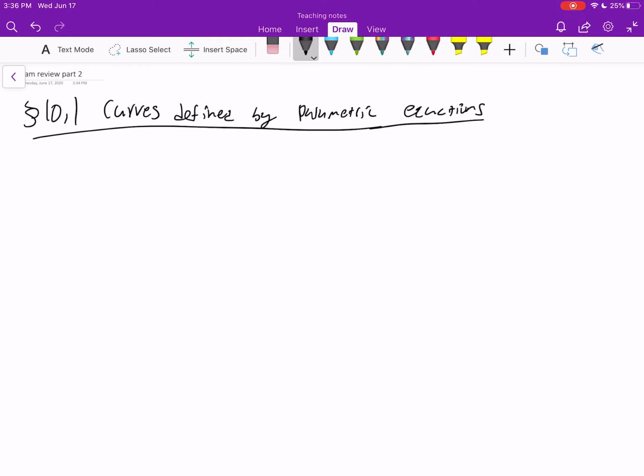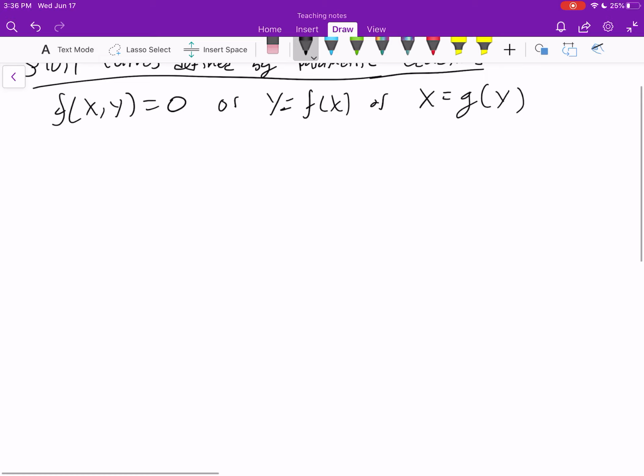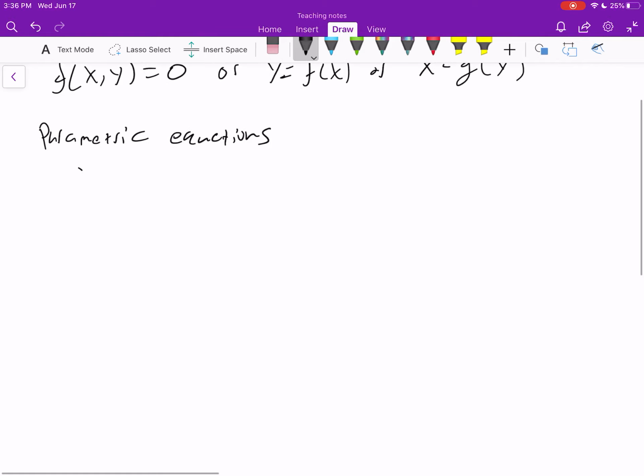Okay, so let's talk about curves defined by parametric equations. We're used to seeing equations of the form f of x, y is equal to 0, or y is equal to f of x, or x is equal to g of y, things like that. Parametric equations are different. We will still have x and y, except now instead of being dependent on each other, they're going to be dependent on functions of t.